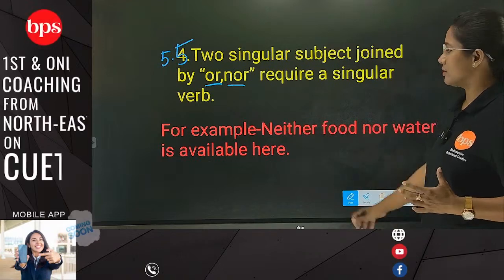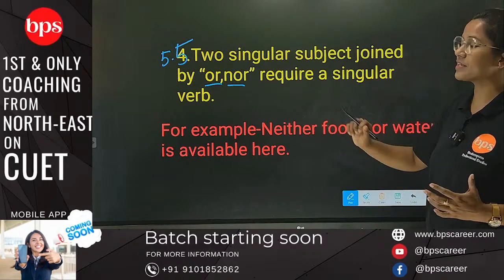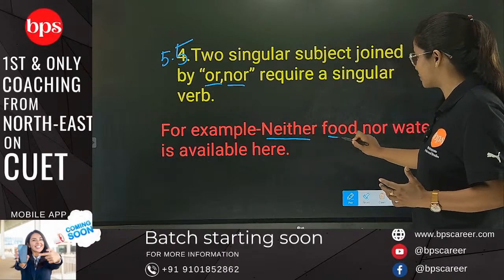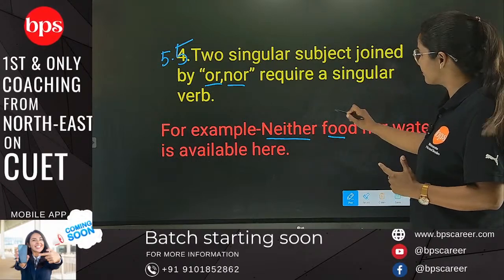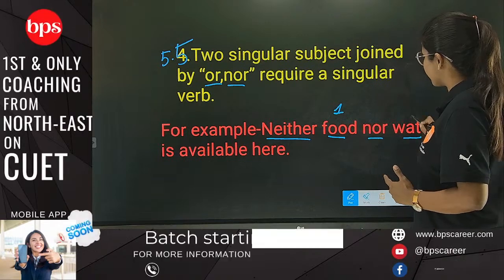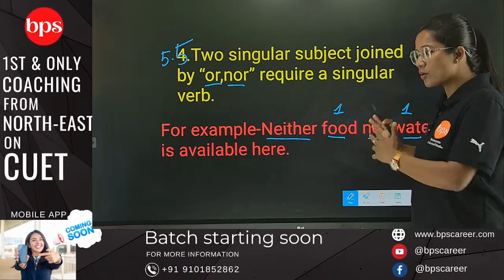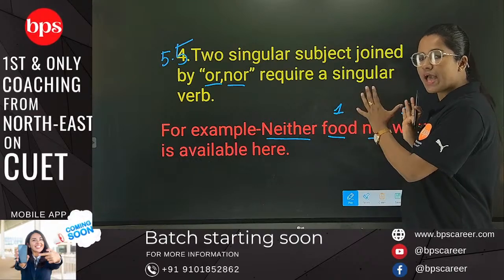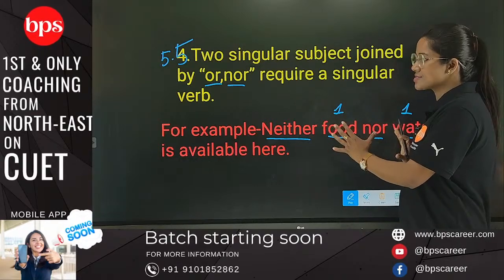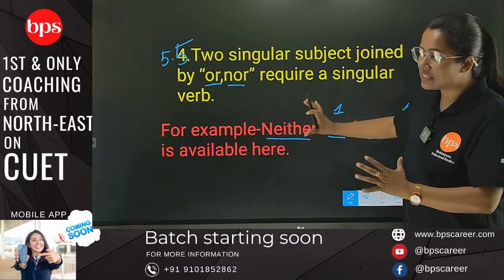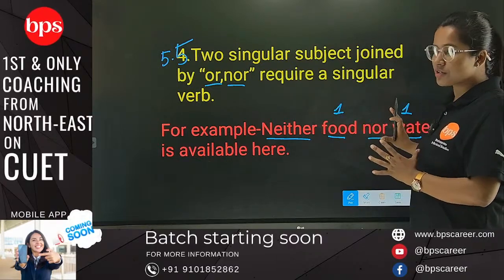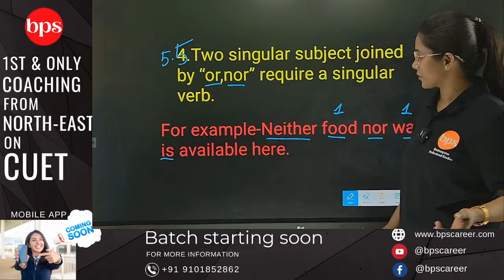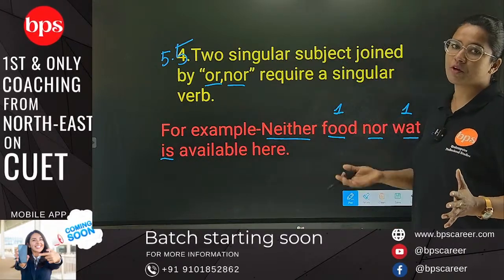For example, "Neither food nor water is available here." So what is referred to here? Neither food, that is singular, nor water, this is also singular. Both of them have their own connotation, their own idea and concept. So here we are referring to the verb "is". Hope this is clear. Moving on to the next.